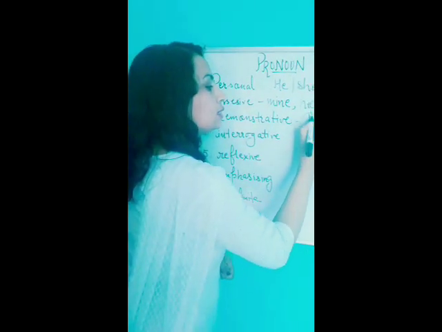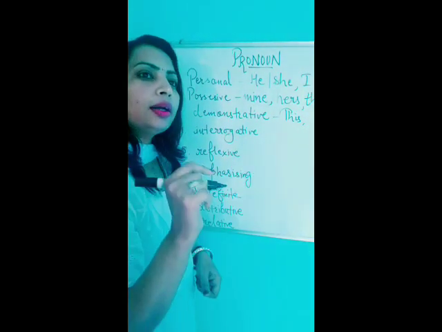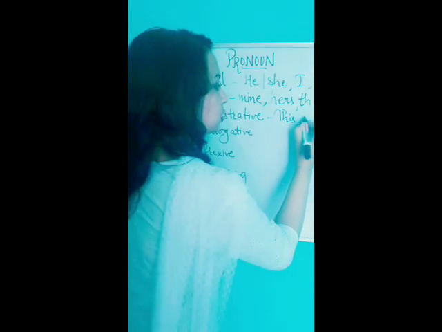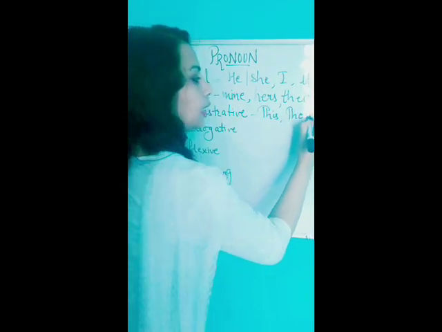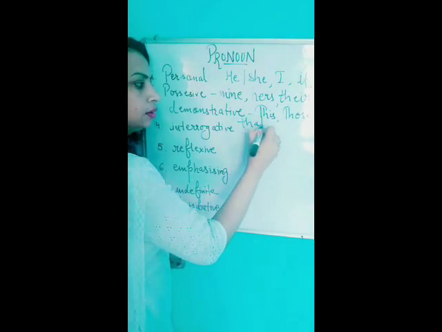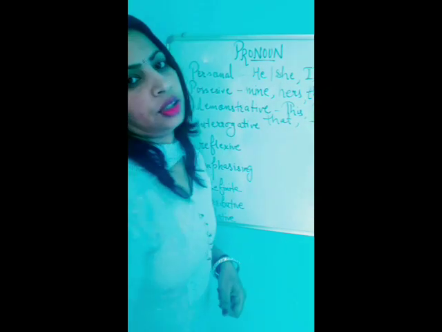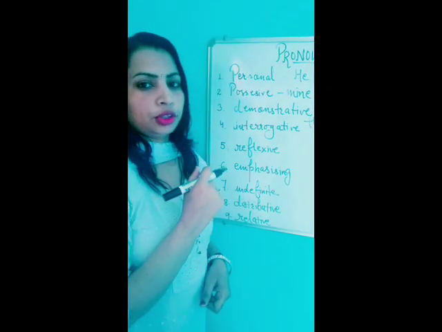So this is a demonstrative pronoun. Further, those are ripe mangoes. Those, demonstrative pronoun. Then that, these, etc. So these are demonstrative pronoun.